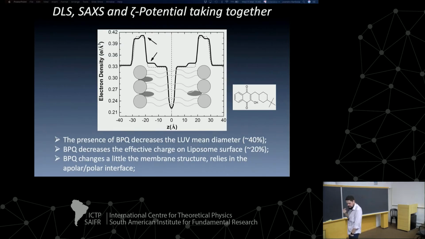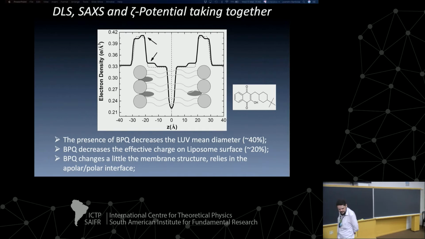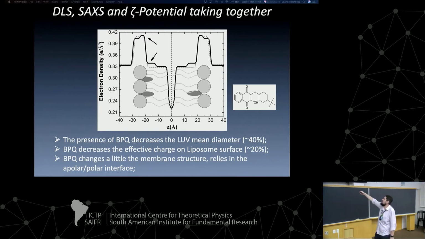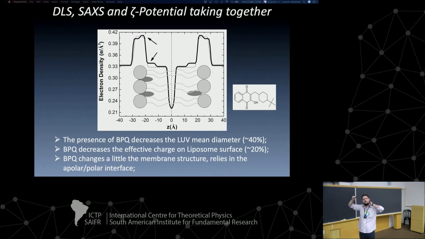I already showed this figure to you yesterday. The dashed line here is the electron density profile of the membrane in the absence of the drug. When we put the drug, we see an increase of the function around here. We see an increase of the function around here. And we made several tests, and we were able to infer that from the small angle scattering perspective, from the small angle scattering resolution that we have, the drug must be located in that polar interface.